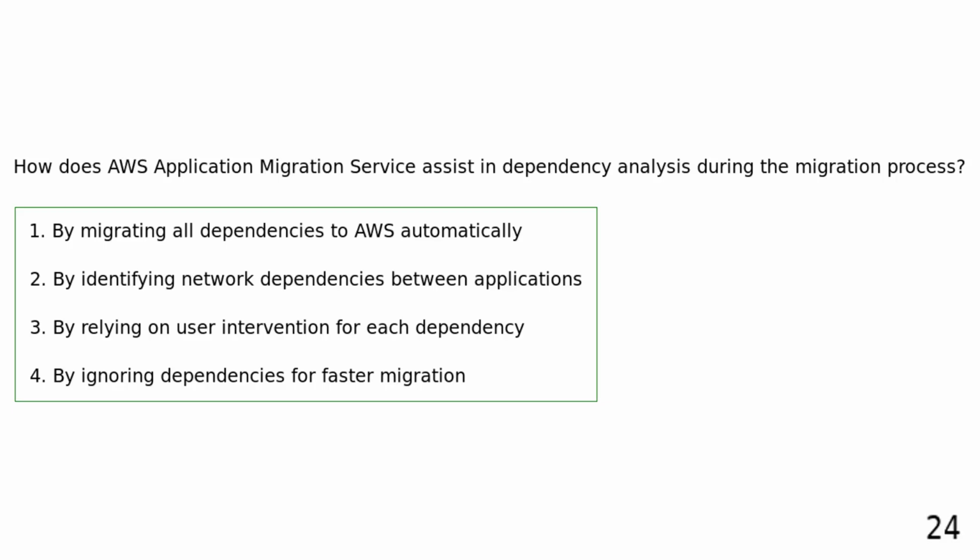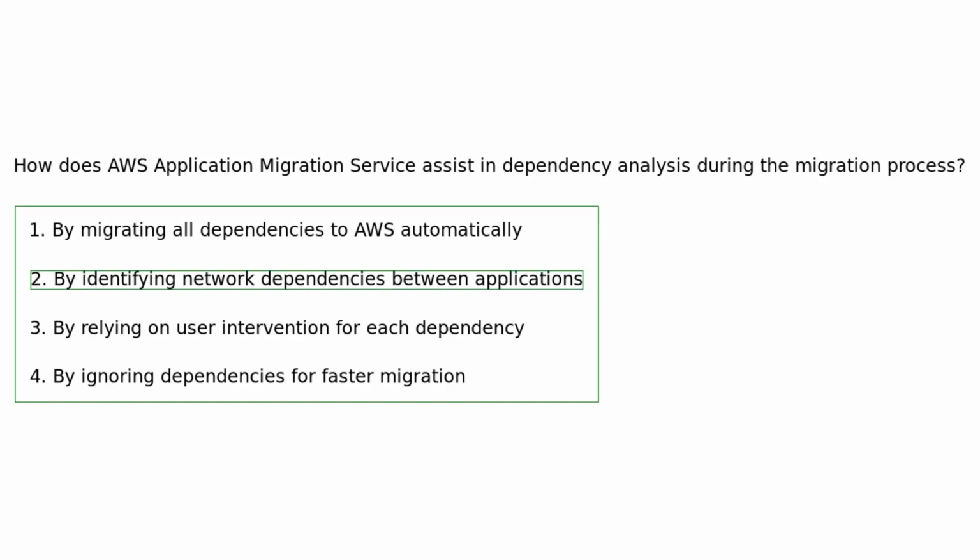How does AWS Application Migration Service assist in dependency analysis during the migration process? By migrating all dependencies to AWS automatically. By identifying network dependencies between applications. By relying on user intervention for each dependency. By ignoring dependencies for faster migration. AWS Application Migration Service assists in dependency analysis during the migration process by identifying network dependencies between applications, helping users map out relationships for a smooth migration experience.